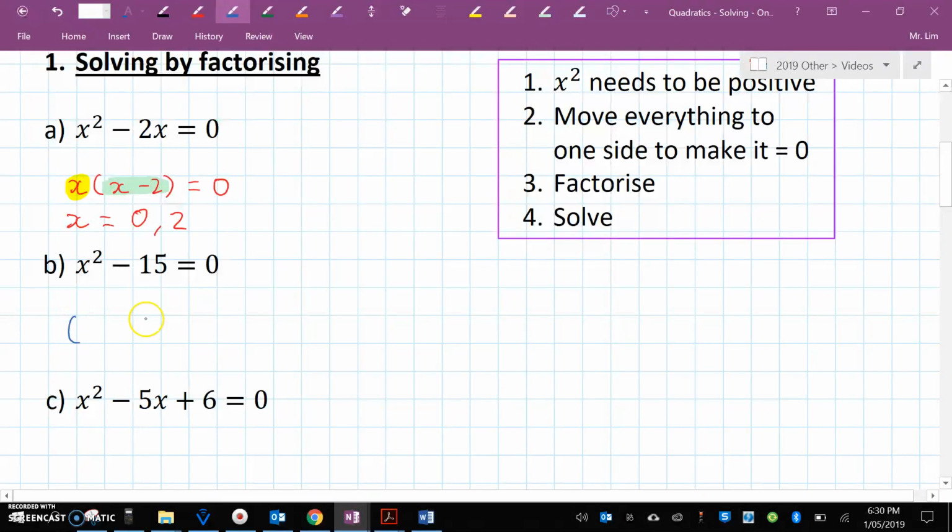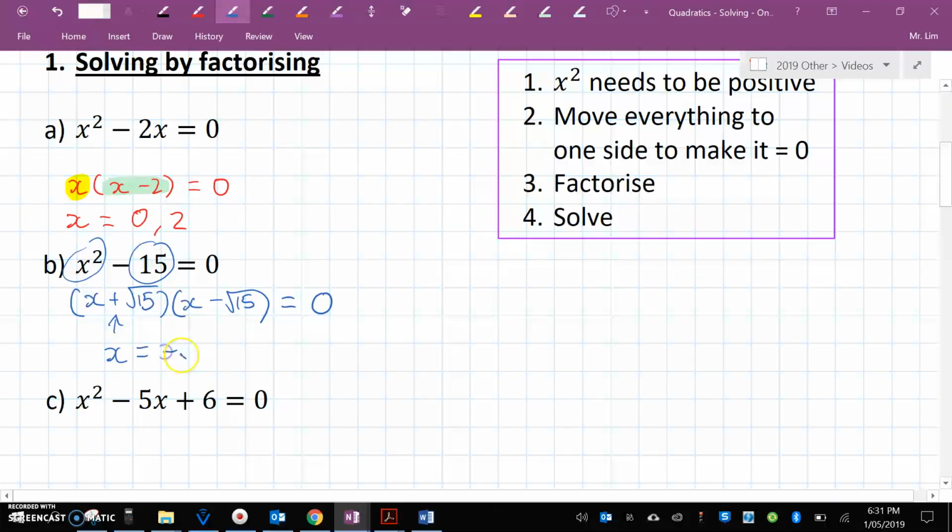So we're going to set up our brackets to make it equal to 0. We square root the first term, which is x, put our plus sign, put our minus sign. The square root of 15 is just root 15. And now we can work out what x is equal to. x is equal to the opposite sign, negative root 15, or the opposite sign, positive root 15.